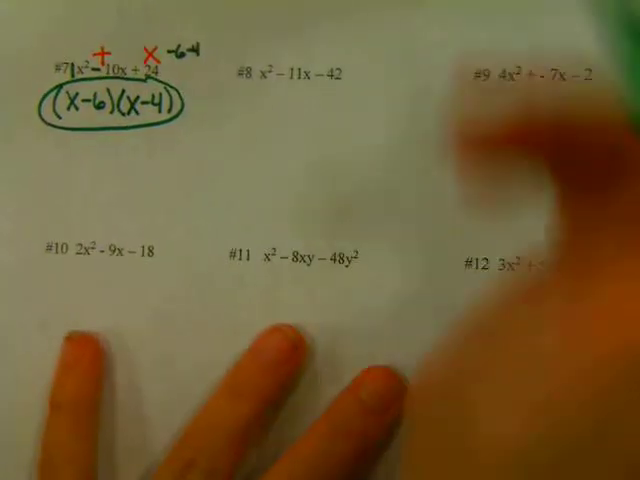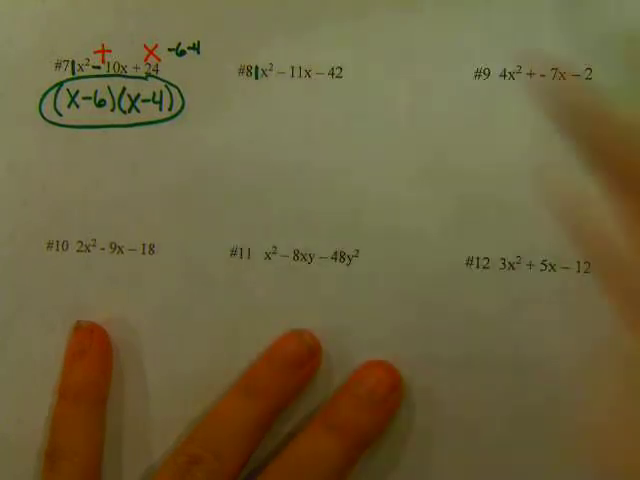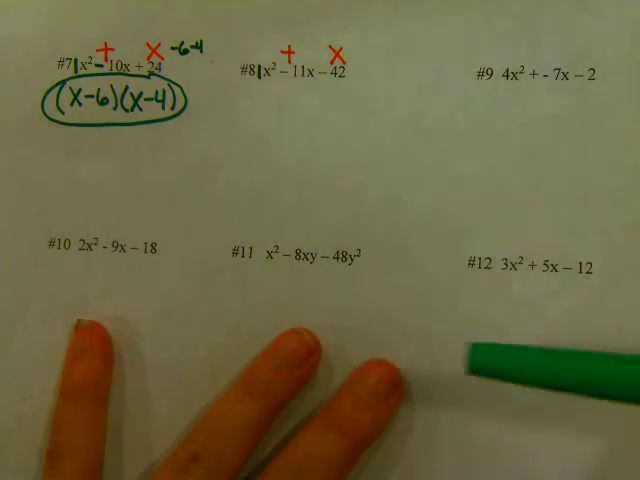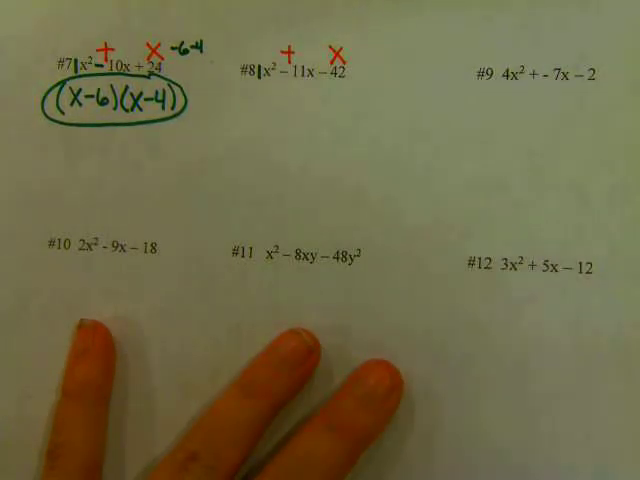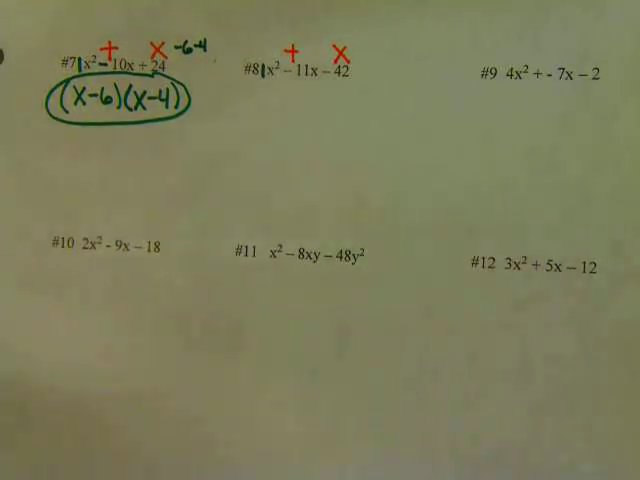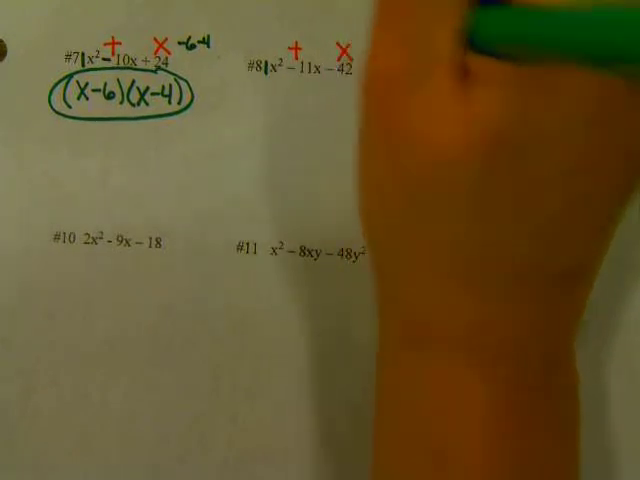Okay, here, same type, again, there's nothing in front but a 1, so 2 numbers that add to a negative 11 but multiply to negative 42. So that's a little harder. So you can use your calculators. I always try to think, okay, what numbers will multiply to 42, right? So multiply to 42 are 6 times 7. They're not going to make 11.